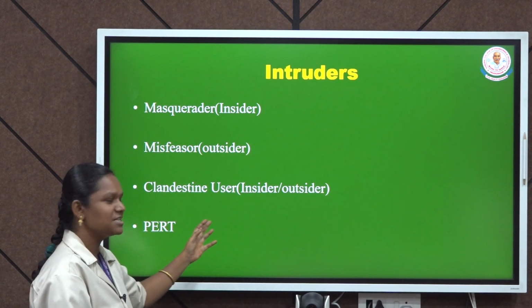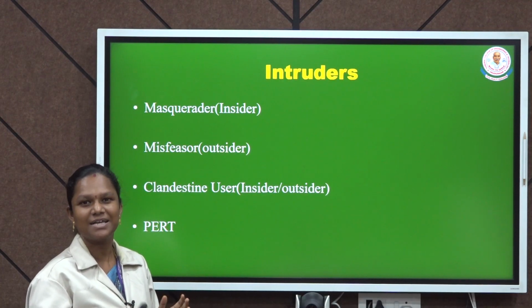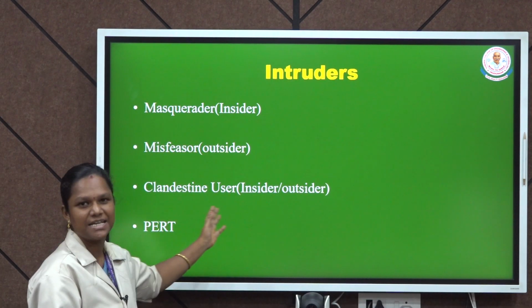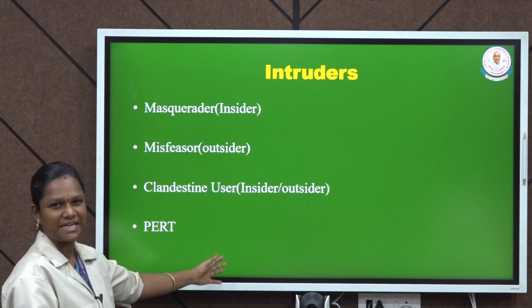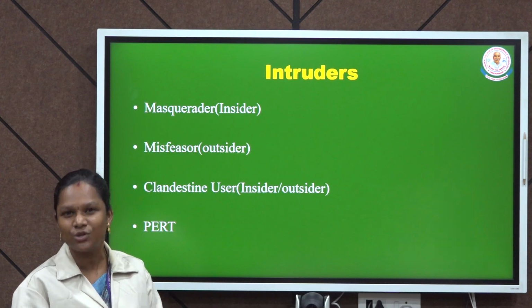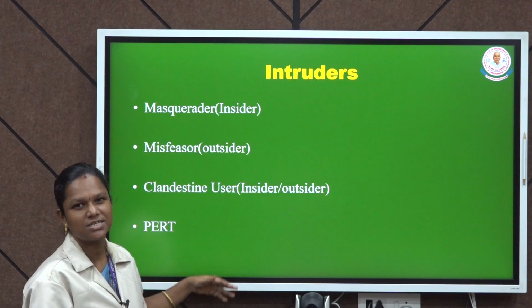Next one, the clandestine user. What is meant by clandestine user? Attacks from inside the system and outside the system are called the clandestine user. Finally, the technique involved is PERT. PERT means Program Evaluation and Review Technique. These are all the intruders that are present.